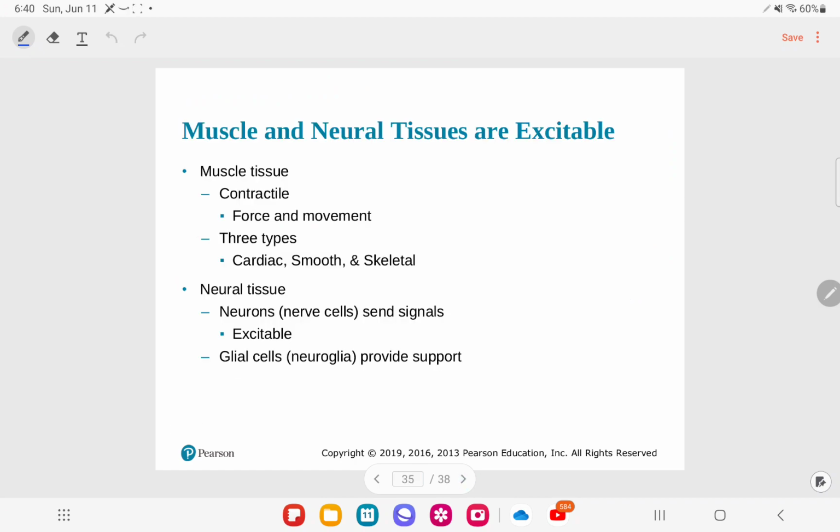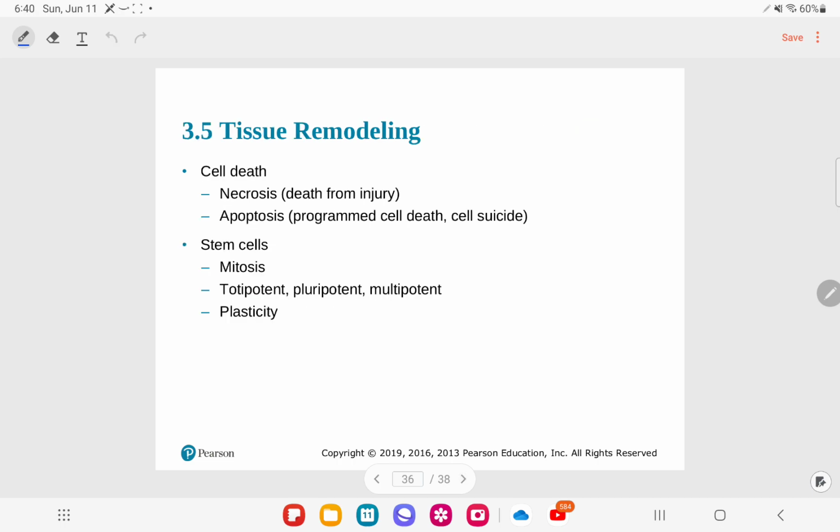Remember muscle and neural tissue are excitable types of tissue. Muscle tissue is contractile; we have force and movement. There are three types of muscle tissue: cardiac and smooth, involuntary control, and skeletal, voluntary control. And we have neural tissue. Neurons are the nerve cells, able to send electrical signals; these are the excitable cells. And we have the glial cells, outnumbering the neurons and providing support. Remember those neuroglia too.